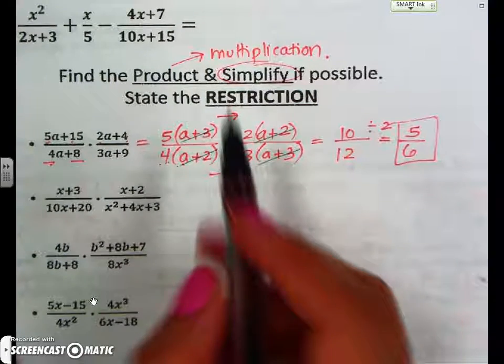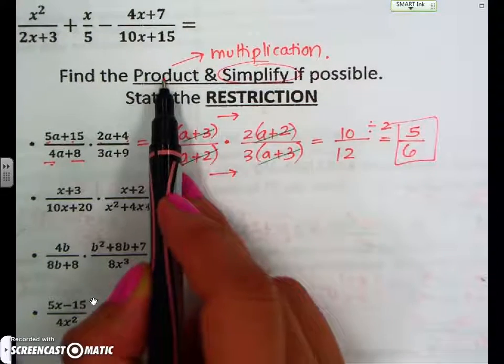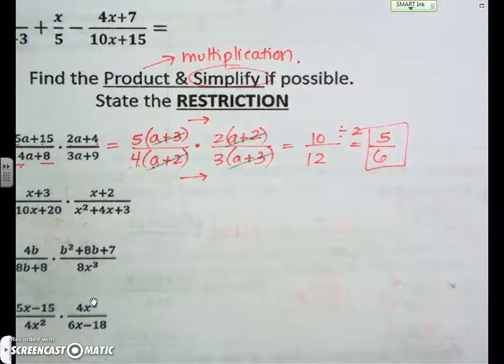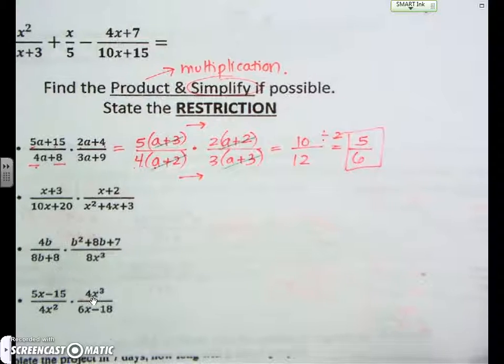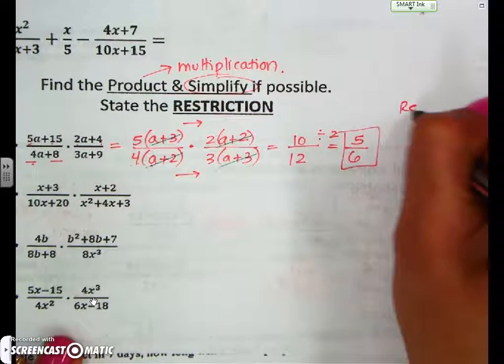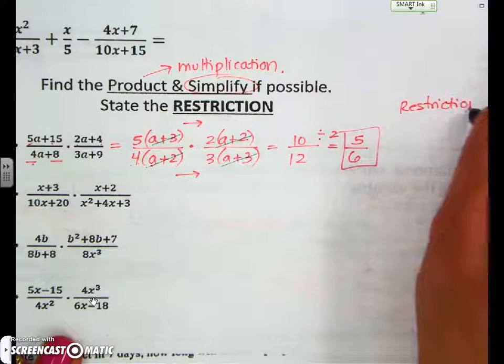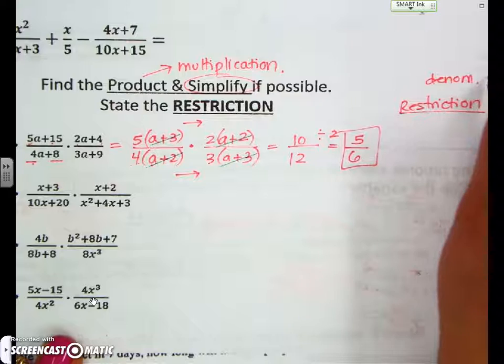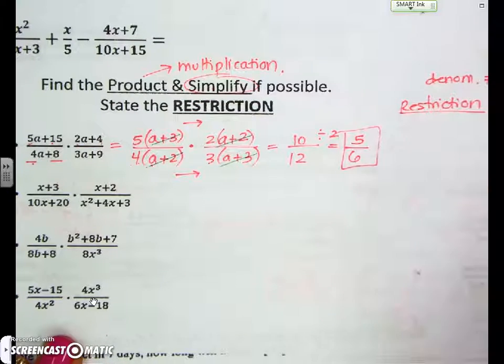Okay, we simplified, we multiplied. Now we have to state the restriction. Restriction means anything that would make the denominator be equal to 0. So I want you to write this down. Restriction. Denominator cannot be equal to 0.